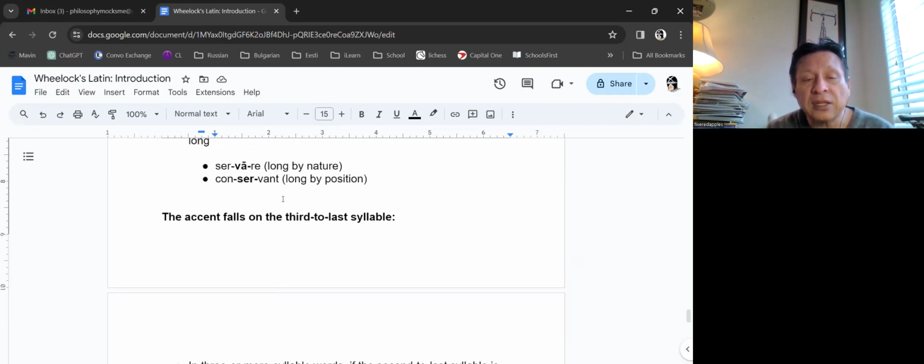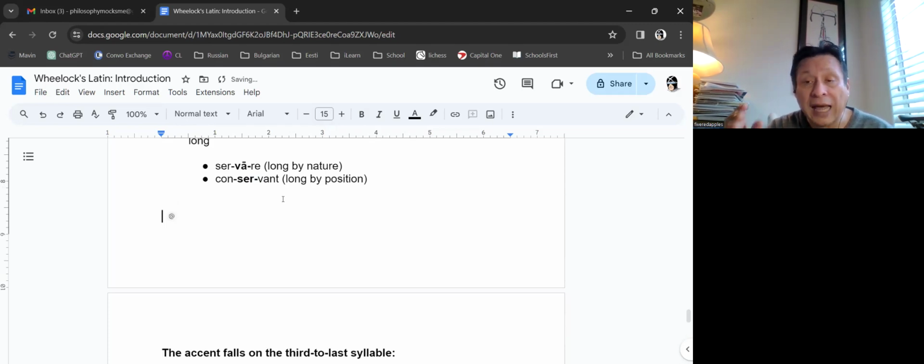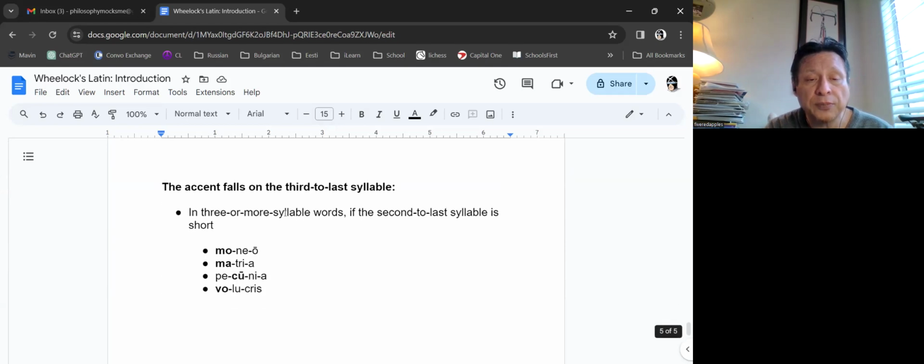Now, the accent will be on the third to last syllable if the second to last syllable is short, not long by nature, not long by position. Moneo, materia, pecunia, volucris. Third to last syllable, third to last syllable, third to last syllable, and third to last syllable.